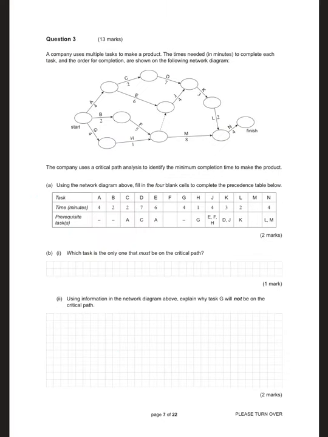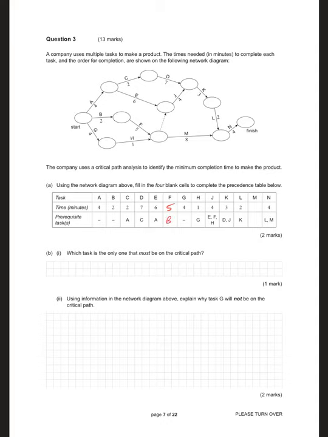Next, network question. A company uses tasks to make a product. Times needed in minutes. Company uses critical path analysis to identify the minimum completion. Use the network diagram to fill in the 4 blank cells. So F takes 5. What's its prerequisite? B goes into F, so its prerequisite is B.